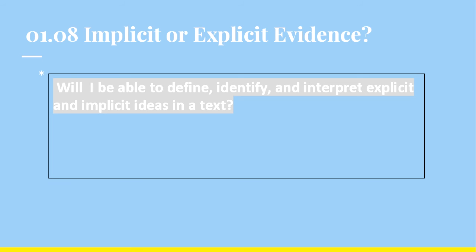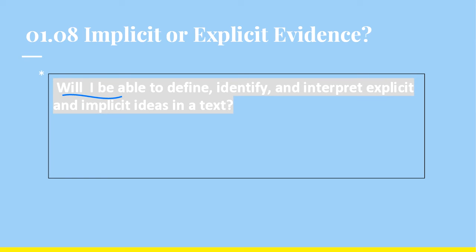1.08 talks about implicit and explicit evidence. So 1.08, your guiding question is, will I be able to define, identify, and interpret explicit and implicit ideas in a text? This is most likely a review, right? I'm sure you've done explicit, implicit ideas before. Nonetheless, I expect you to read through the lesson and take those really good notes.